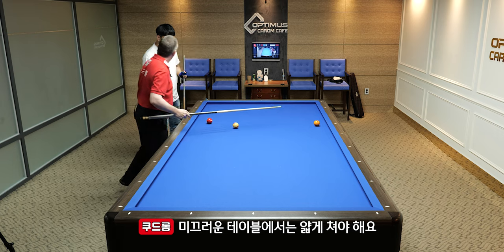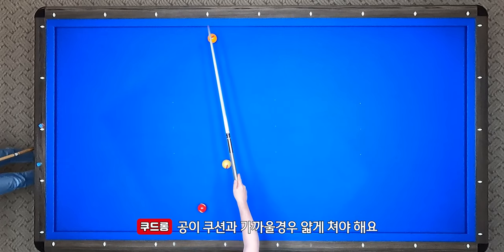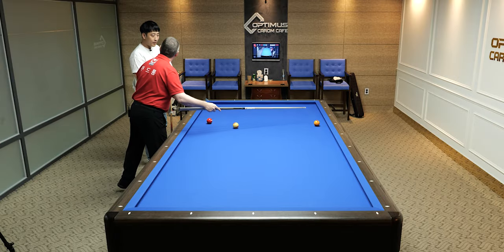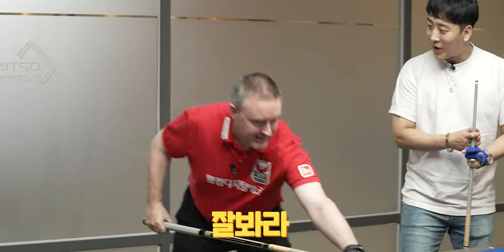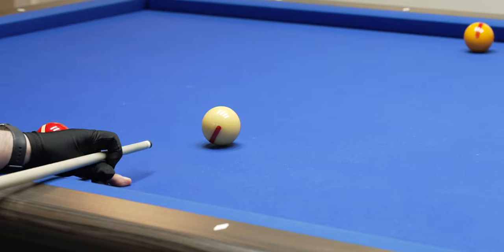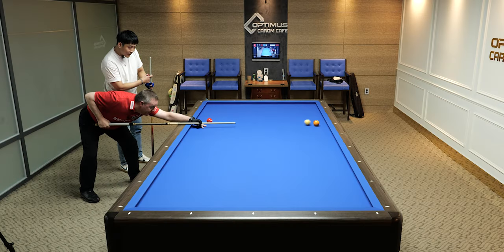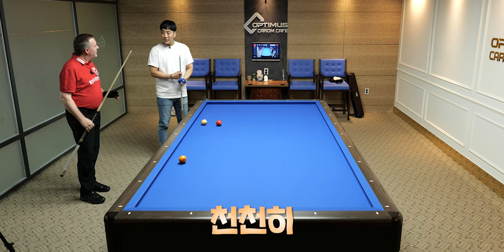Slippery table, you need thin ball when the ball is close to the cushion, okay. Thin ball, English, and slow. More English? Yes. Or a little bit more ball, it's okay. More English. But slow. Slow.